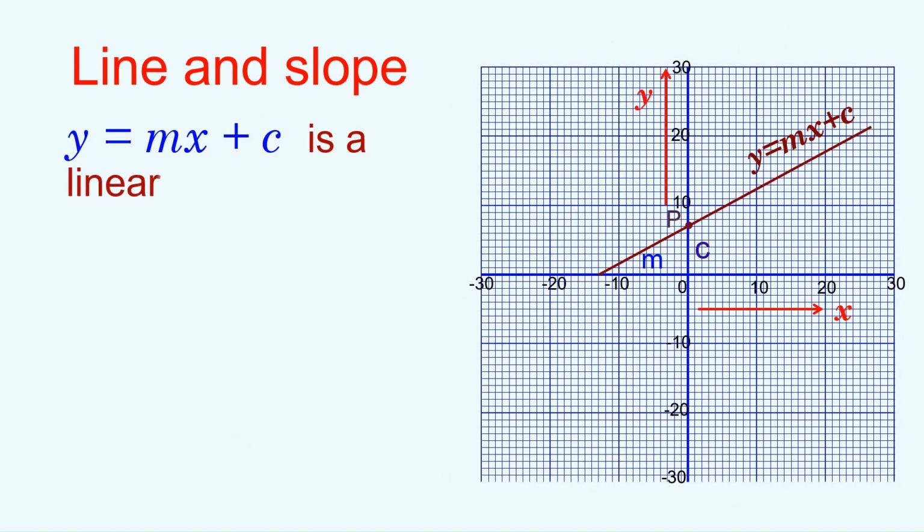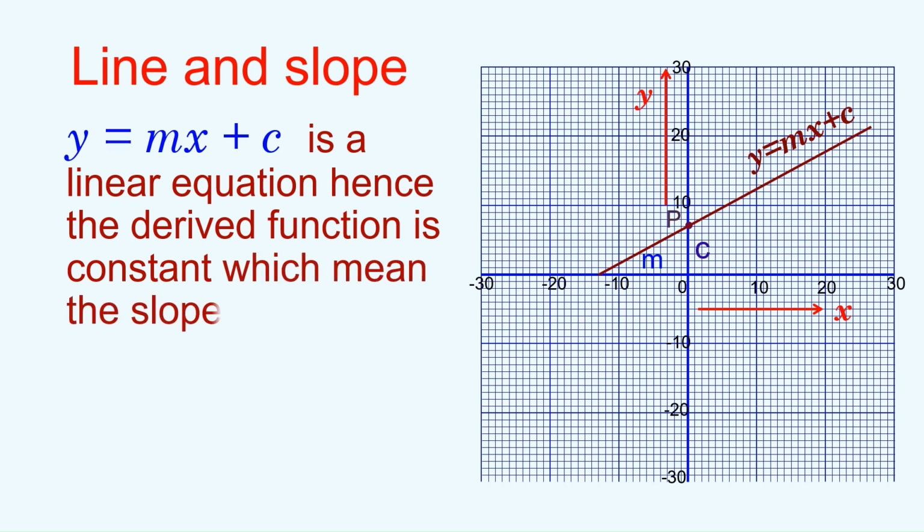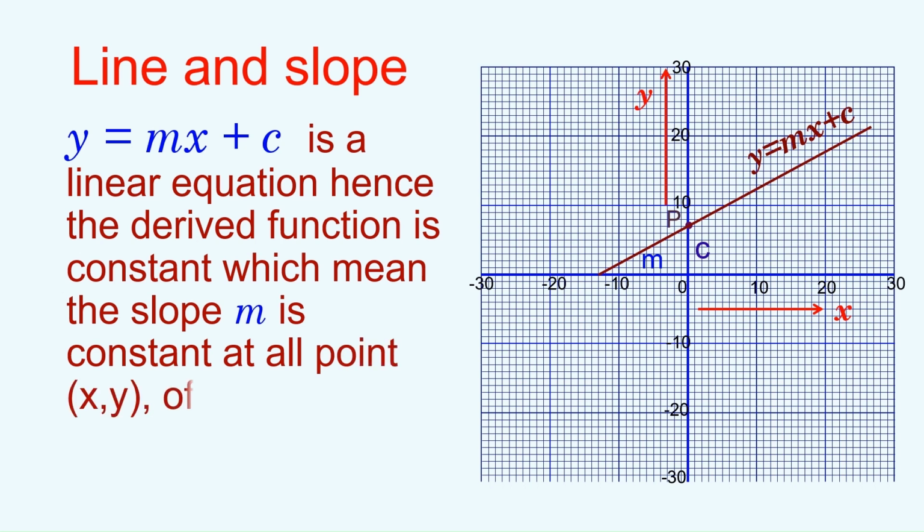The equation of a line y equals mx plus c is a linear equation. Hence, the derived function is constant, which means the slope m is constant at all points x, y of the line.